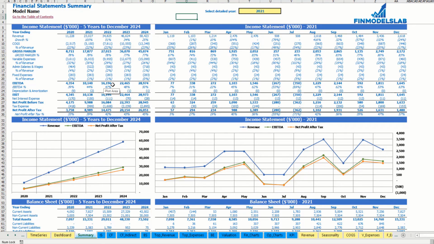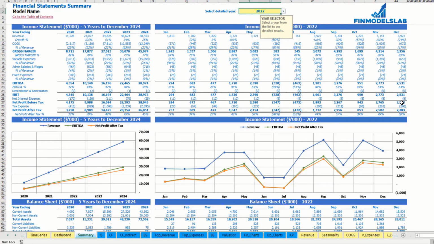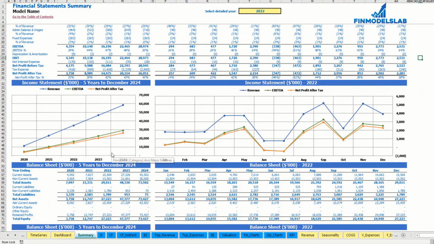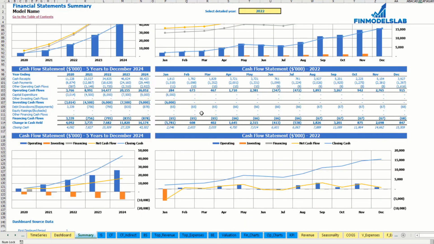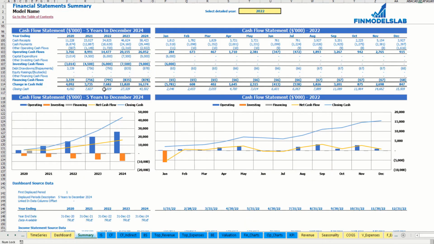The summary of three statements you may find on the Financial Statement Summary tab. On the top you have the income statement broken down by 5 years, and the selected year, which you can change here, broken down by months. Below you may see the same information in chart form. The next set of tables and charts will show you the balance sheet, main KPIs broken down by 5 years and selected year by months. And the last part will show you the cash flow statement breakdown for the 5 years and for 12 months for the selected year, as well as charts with the same information.